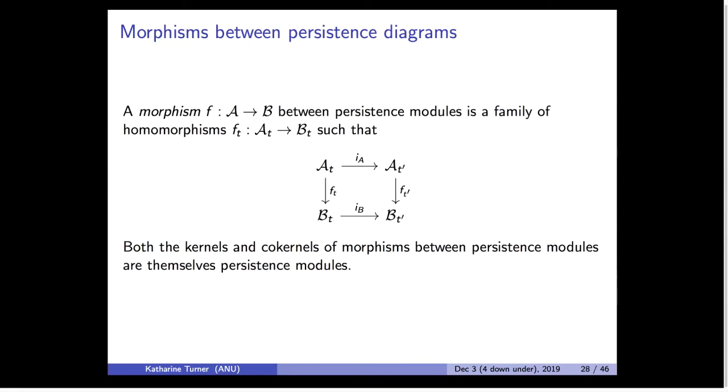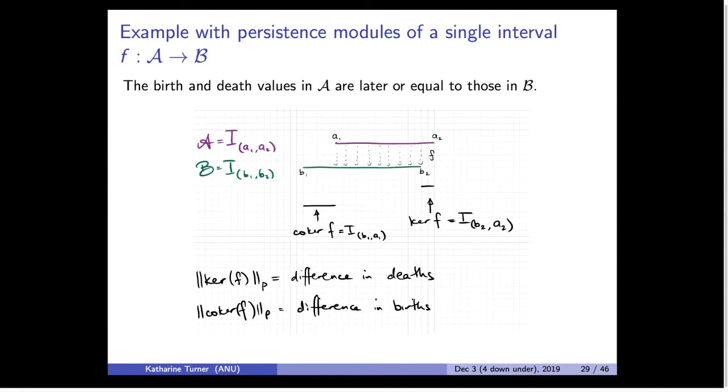So if you see this morphism here, that's going to force the birth and death times to only shift backwards. They're the only options. Now, when we look at the kernel, we're looking at the things that get sent to 0, so it's going to be the difference in the death times. It's effectively an interval module which goes from the death time in B to the death time in A. And when we look at the co-kernel, it's going to be the difference in the births, from the birth time in B to the birth time in A. So there's very little option in terms of what happens when I just have a single bar in each.